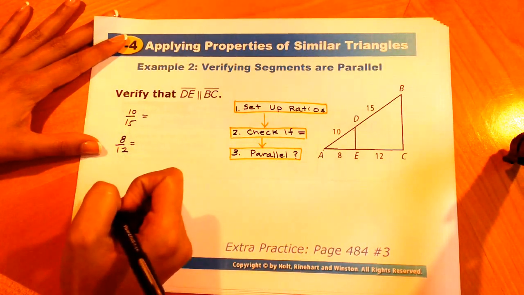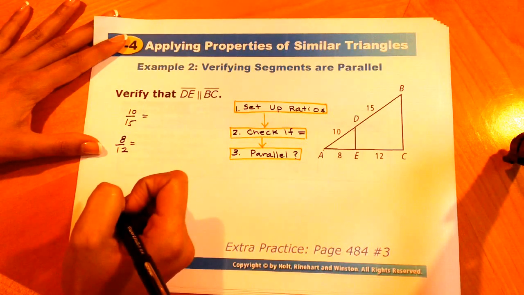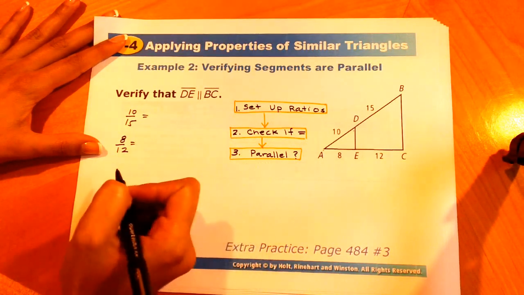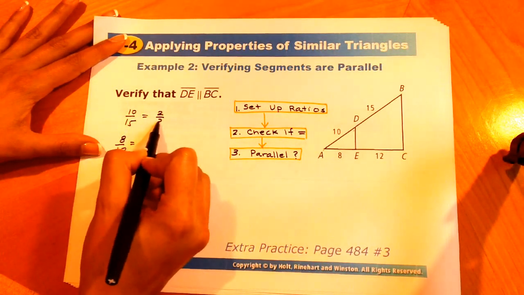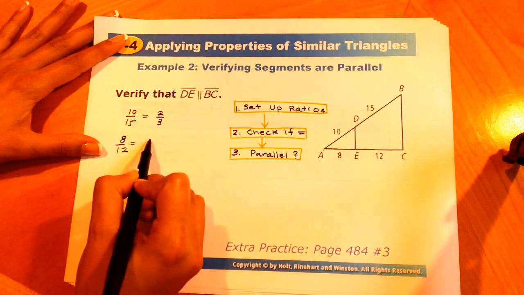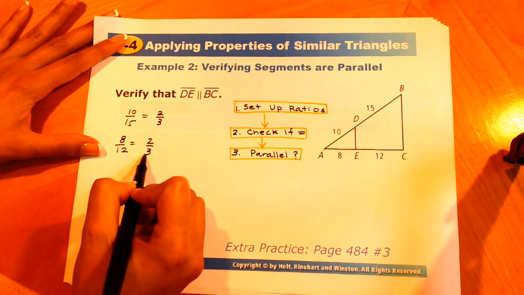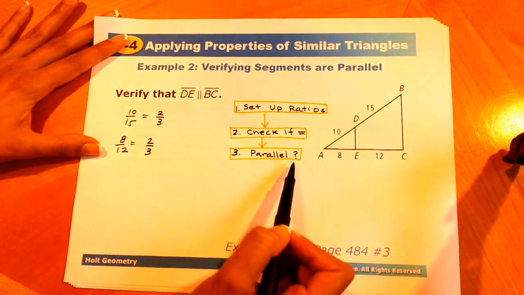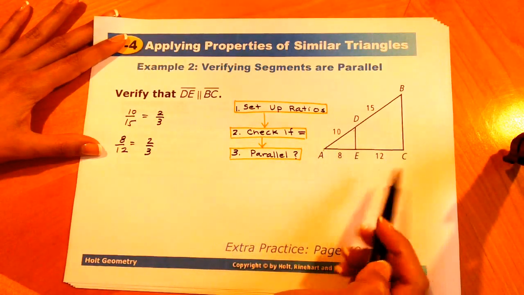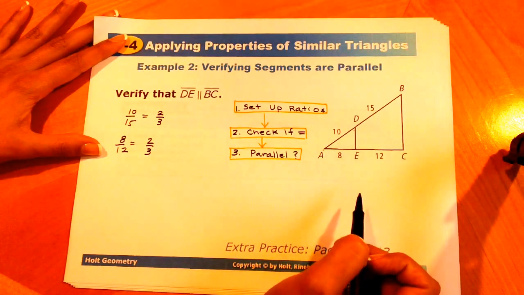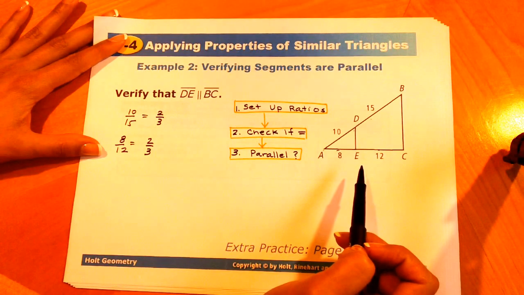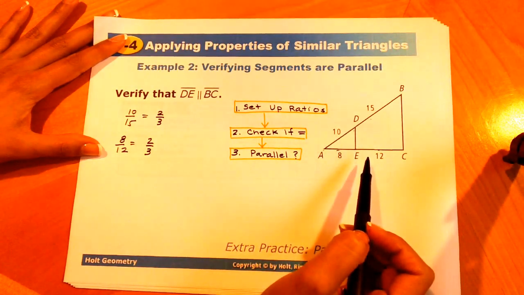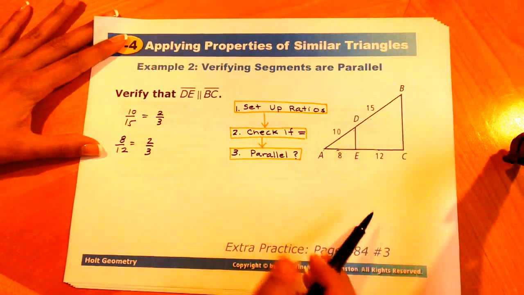If these reduce to the same ratio, which means both sides are proportional, then we are going to have two segments that are parallel. So 10/15 reduces to 2/3, and 8/12 reduces to 2/3. They are equal, so that means that these two segments are parallel. And this is using the converse of the triangle proportionality theorem, which says if their ratios are proportional, then those two segments are going to be parallel.